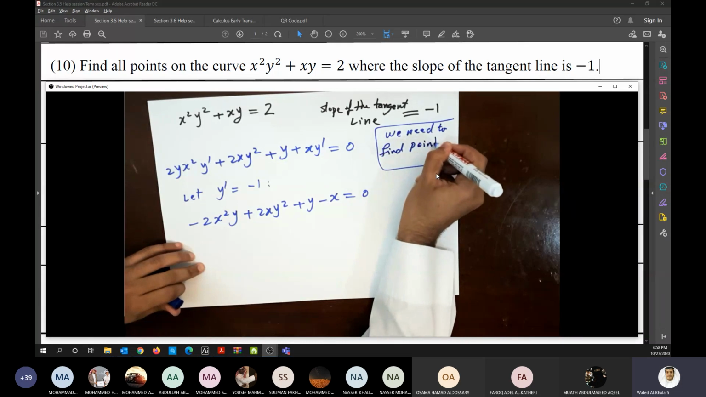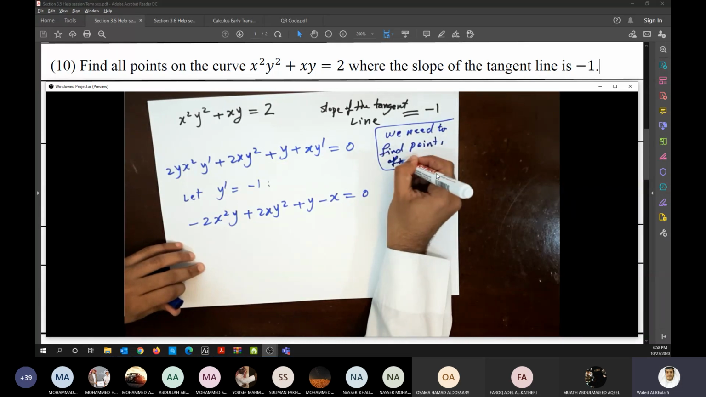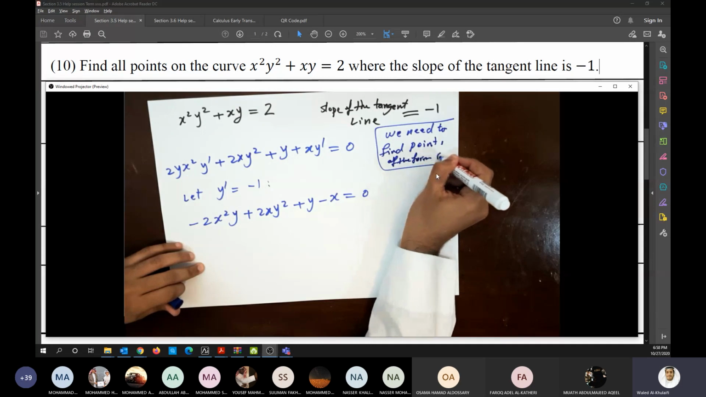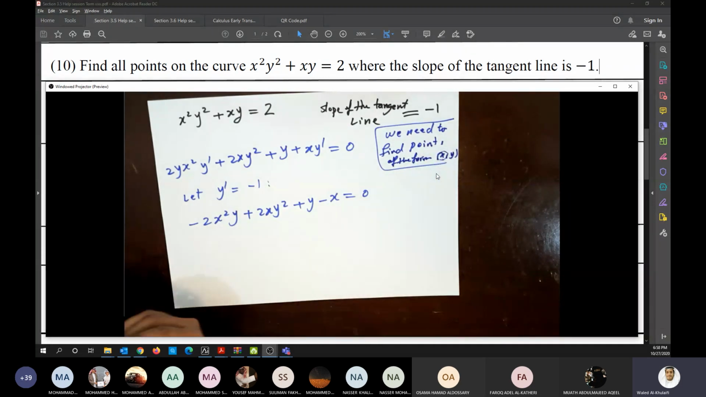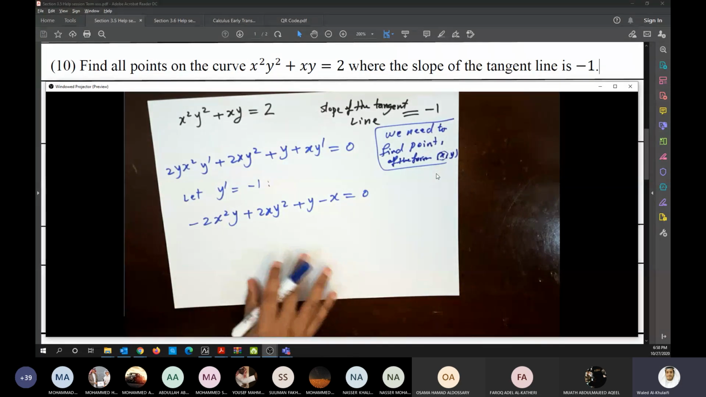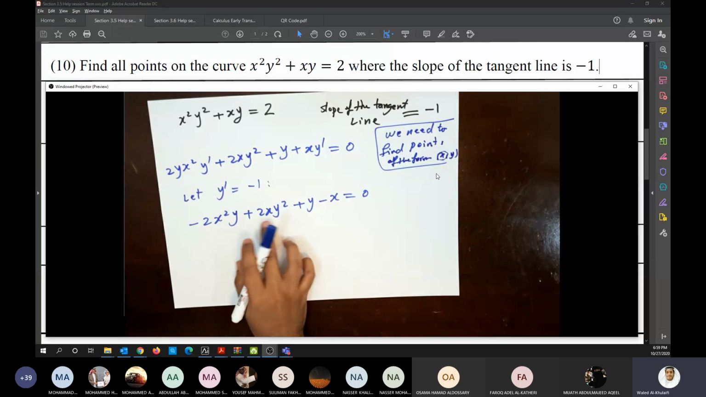points of the form x and y, right? So at least let's find x or y, one of them. If we get one, we can get the other. Okay? So now I have an equation in terms of x and y.